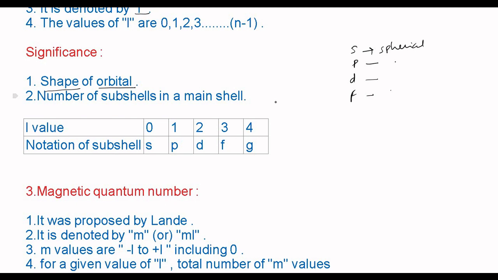Number of subcells in a main cell. In the S orbital, how many subcells are there? Only one. For the P orbital, three subcells: Px, Py, Pz. D orbital, 5: those are dxy, dyz, dxz, dx square minus y square, and dz square. And F orbital subcells are 7: 1, 2, 3, 4, 5, 6 and 7. This is about the subcells.